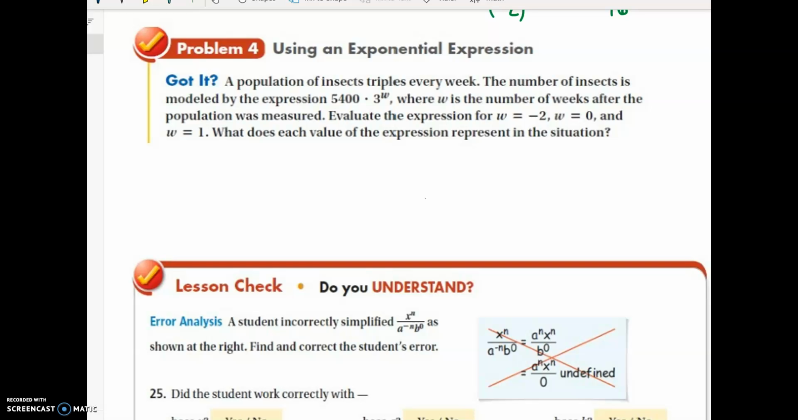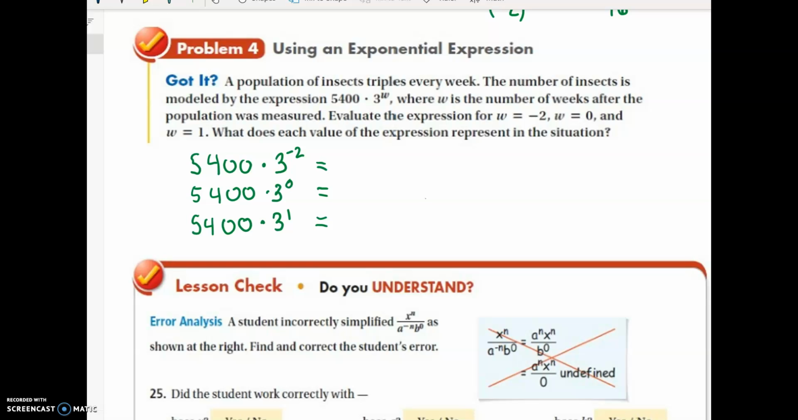When W is 0, which would be the current week, and when W is 1. So if we want to look at each of those, we would just plug in 3 to the negative 2 power. We would have 5,400 times 3 to the 0 power, and 5,400 times 3 to the first power. And then we would just evaluate each of those. Probably easier if we just evaluate those on the calculator. Makes it go a little quicker.